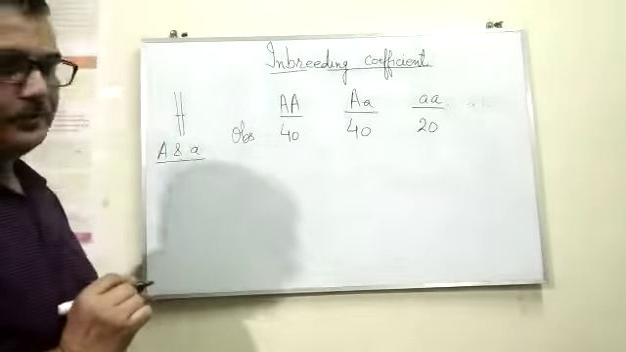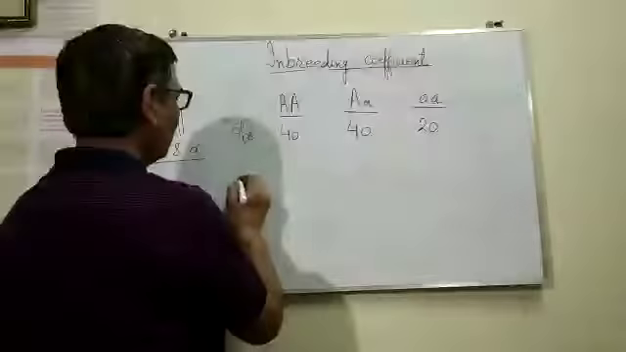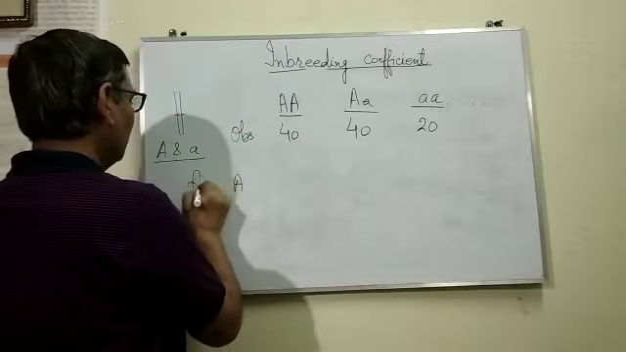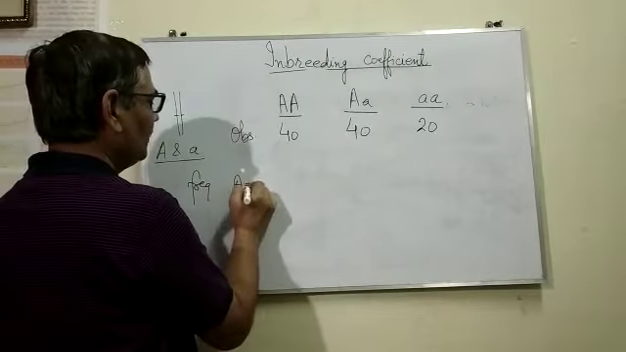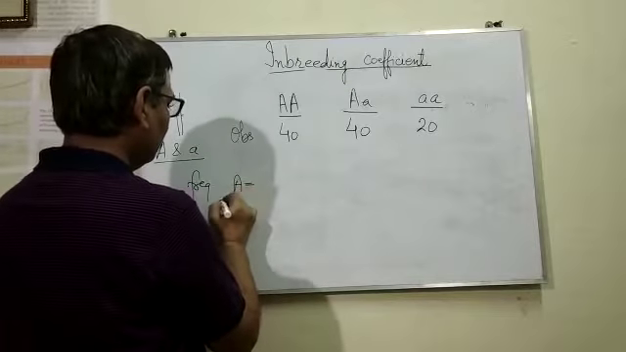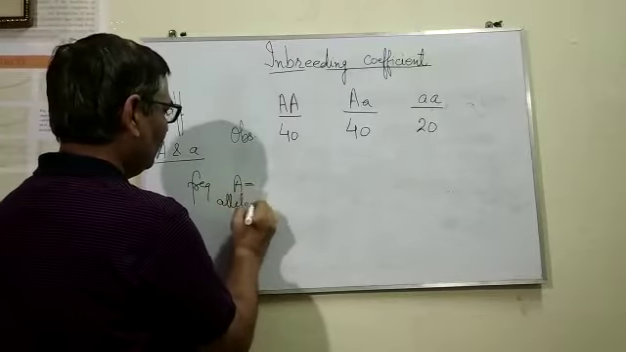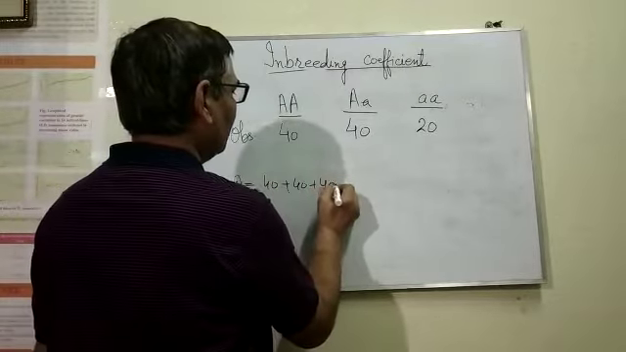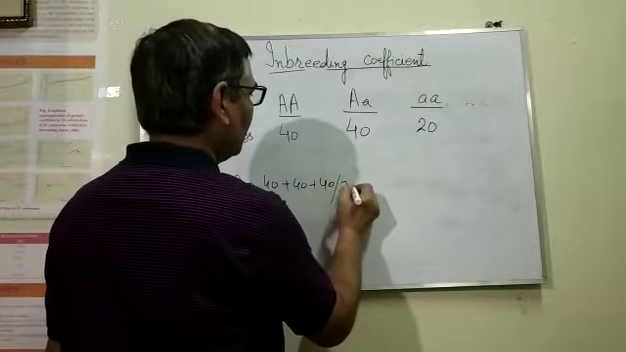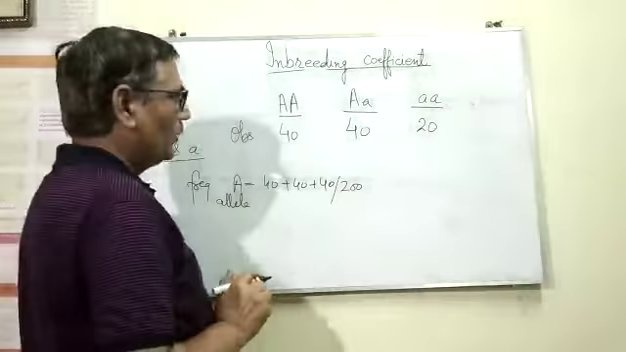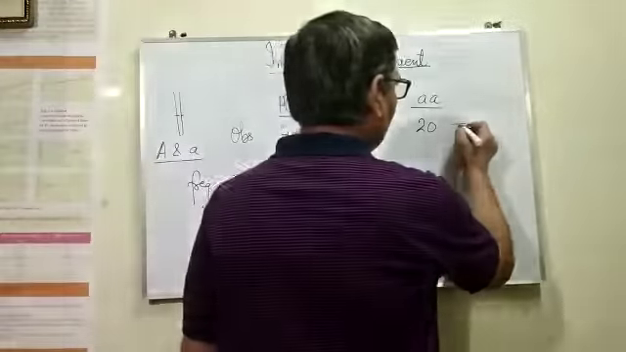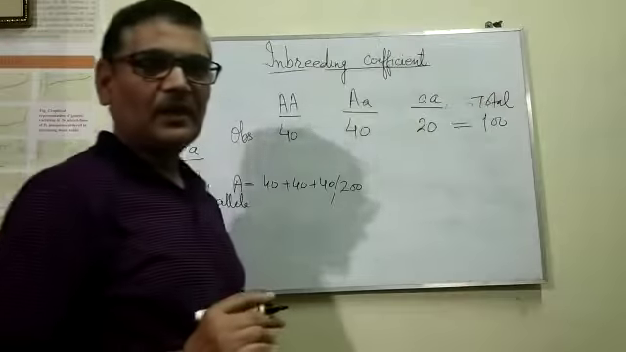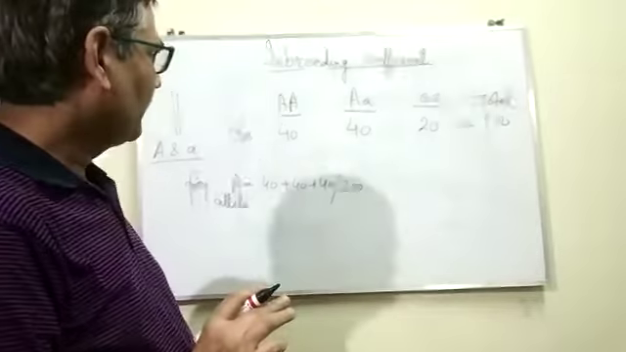Now based on this observed value, we can calculate the frequency of A. This will be equal to the frequency of the A allele. We can calculate this as 40 plus 40 plus 40 divided by 200. How did we get all these things? See, the total will be 100. Actually, we have analyzed 100 individuals in the population.